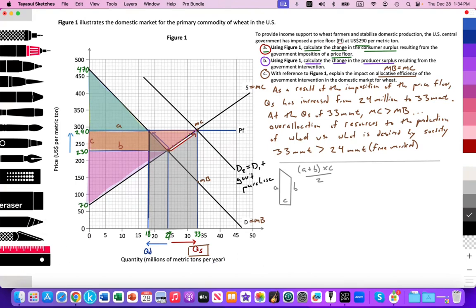So here I can see that I have this height here, and then this height here, and so I want to add those two. So height of A is 290, all right? So it's 290 plus this height at 230 in brackets times this base of 24 million metric tons minus 18 million, I should say. And so that works out to 520 times 6 million.